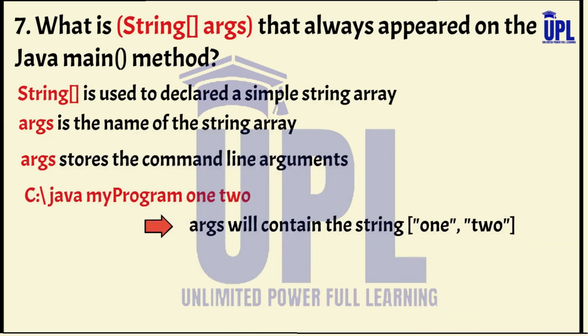Hence, it is a necessary parameter for the main function. And these parameters are absolutely necessary in the main method in order for it to be treated as the entry point of the Java program.